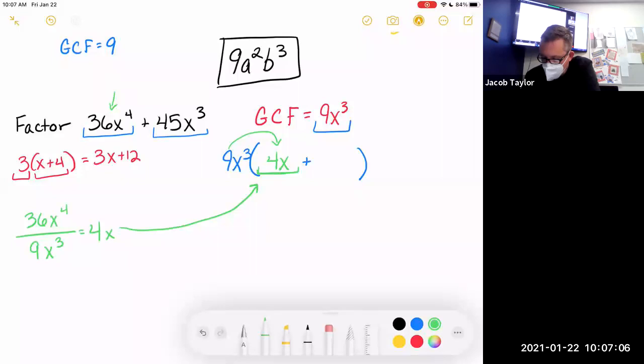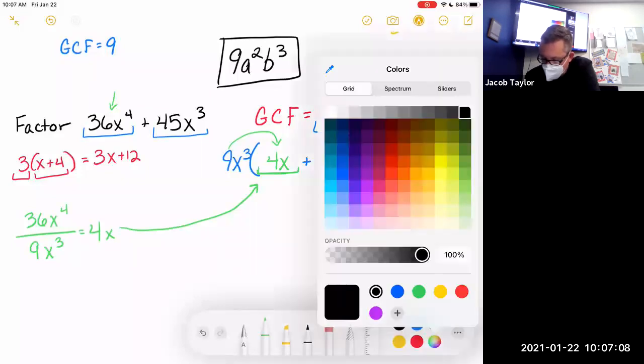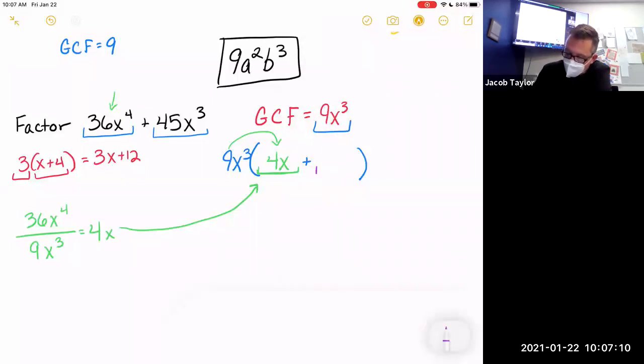Now let's try to do it with the other term in the parentheses. What goes right there? Now I know the next part of the distributive property is 9x cubed times whatever I put there should give me 45x cubed. So to figure out what goes there, I'm going to divide. Shelby's already putting the answer in chat. You're correct, Shelby. I'm going to go ahead and divide.